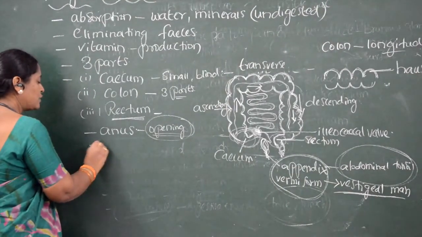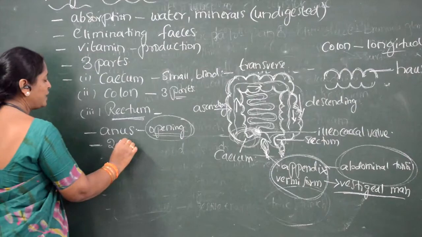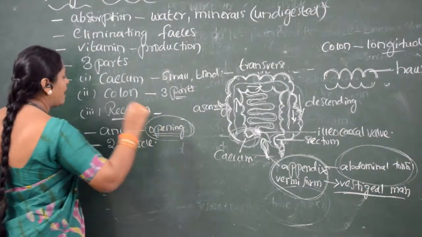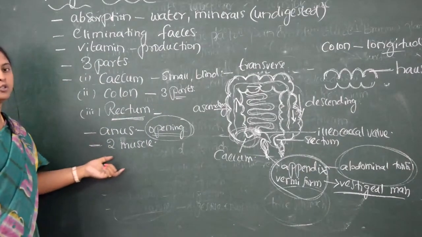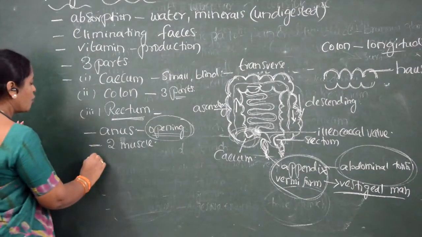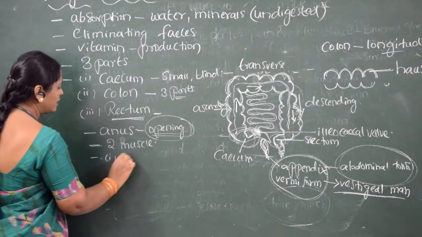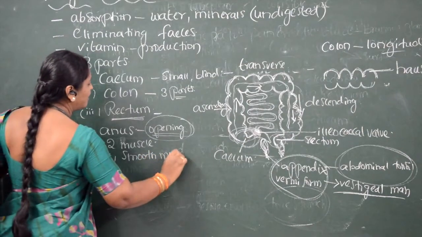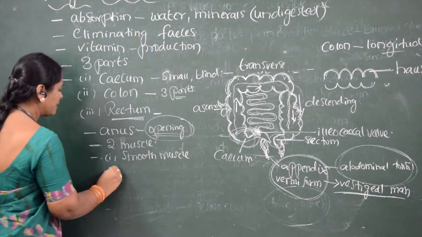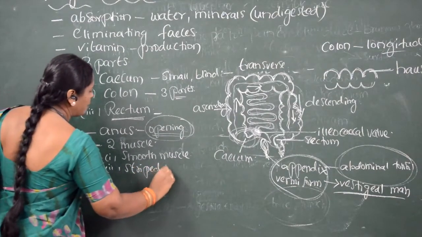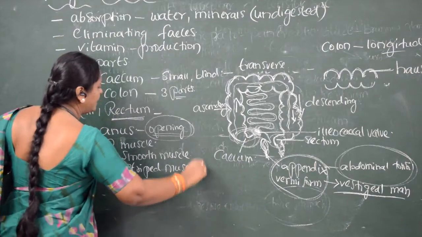The anus consists of two sphincters, two muscles. The anus is made up of two muscles. What are the two muscles present in the anus? One is smooth muscle, another one is striped muscle. Smooth muscles and striped muscles. Definitely they will ask this in the exam.